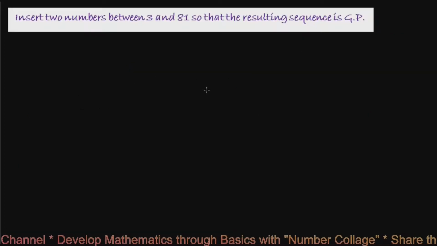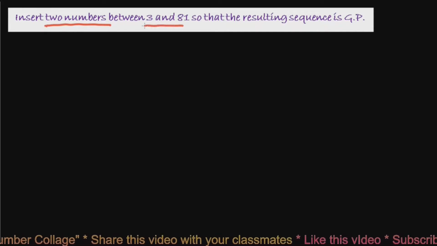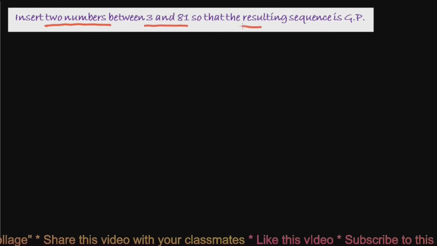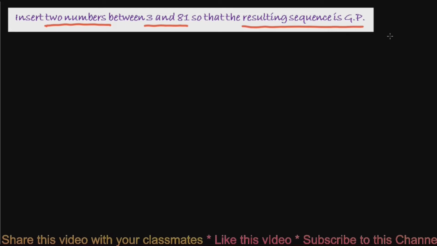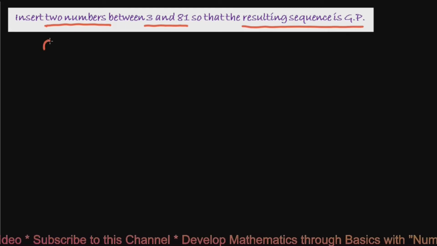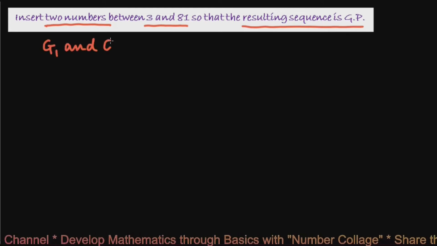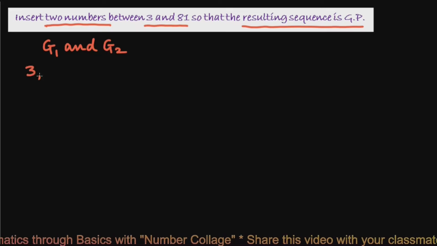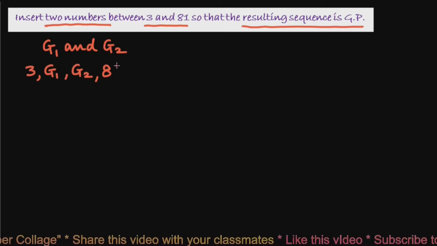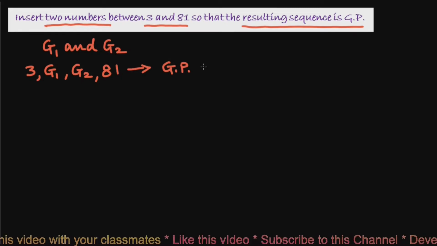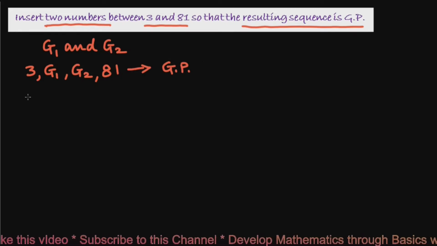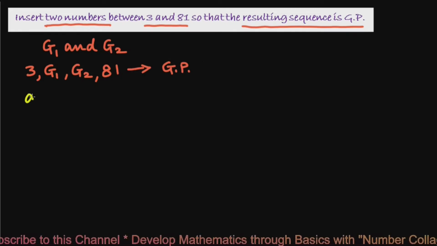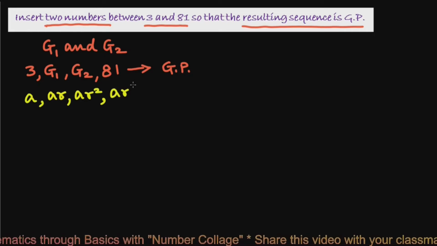Let us insert two numbers between 3 and 81 so that the resulting sequence is a GP. Let the two numbers be G1 and G2 such that the sequence 3, G1, G2 and 81 is a GP. Comparing this GP with the standard GP, which is a, ar, ar square, ar cube.